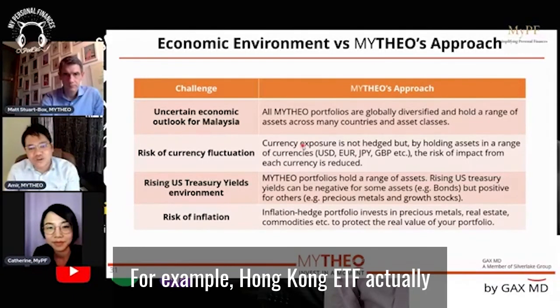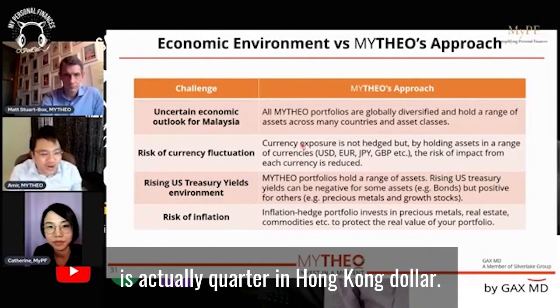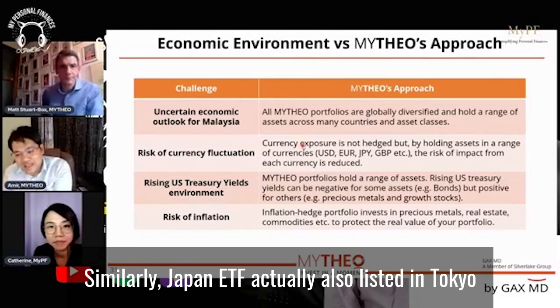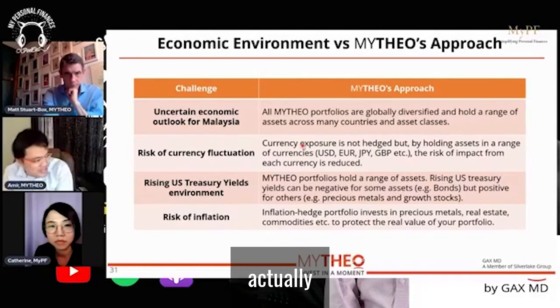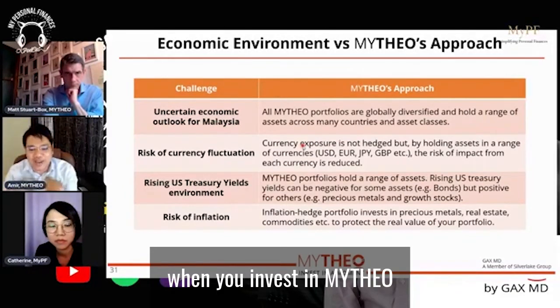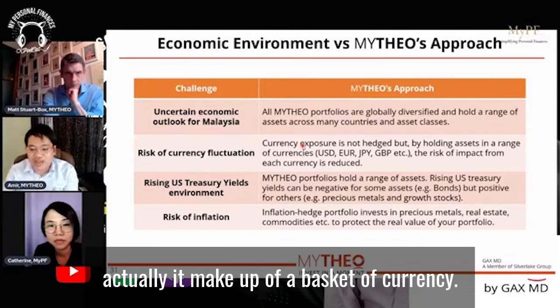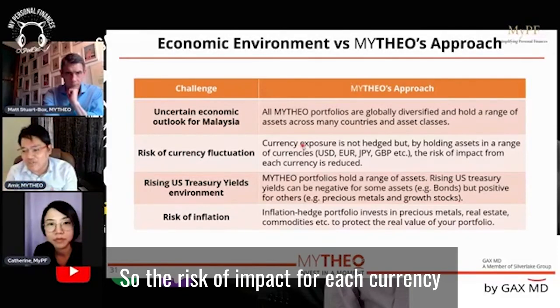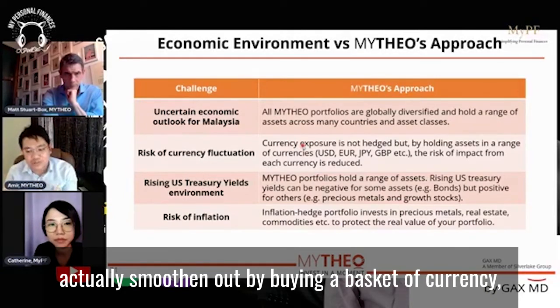For example, for a Hong Kong ETF, 100% of the shares are listed in Hong Kong and quoted in Hong Kong dollar. Similarly, for a Japan ETF, all the stocks are listed on the Tokyo Stock Exchange and quoted in Japanese yen. So when you invest in MyTheo, even though we invest 100% in US listed ETFs, it actually makes up a basket of currencies. So the impact of each currency depreciating or appreciating is smoothed out by buying a basket of currencies.